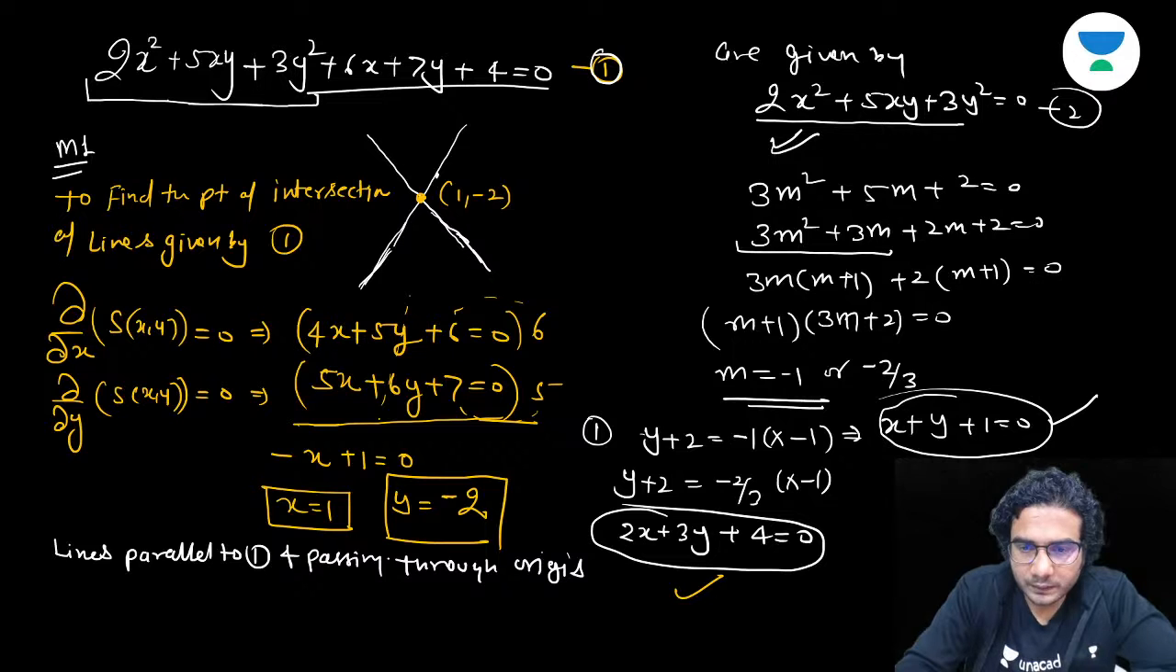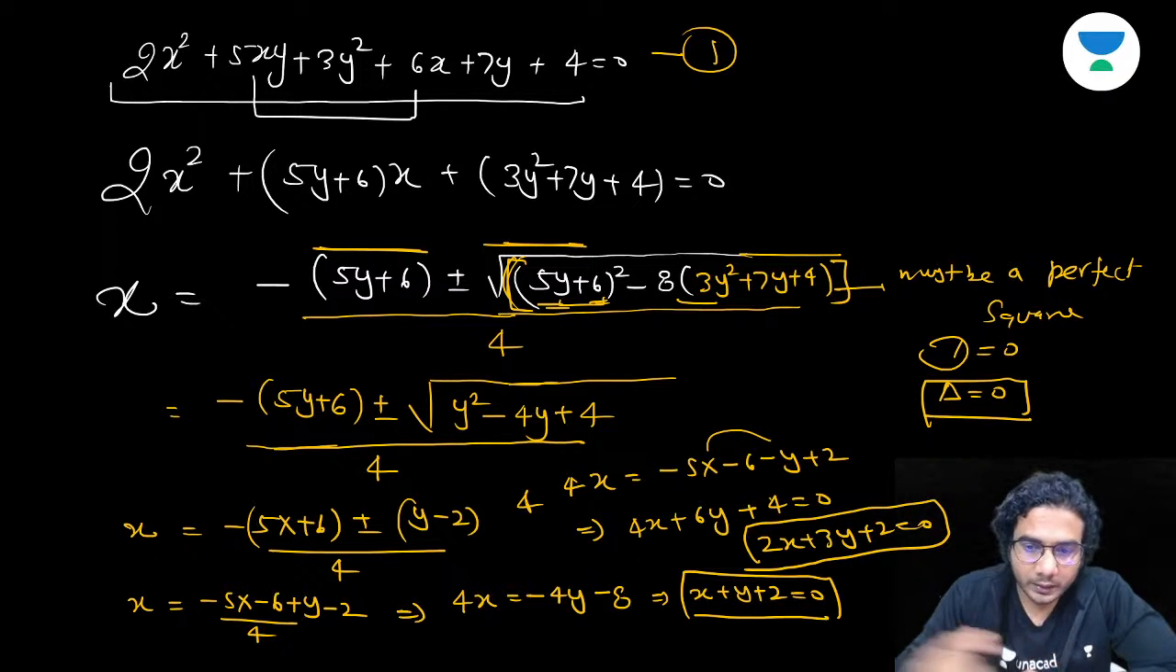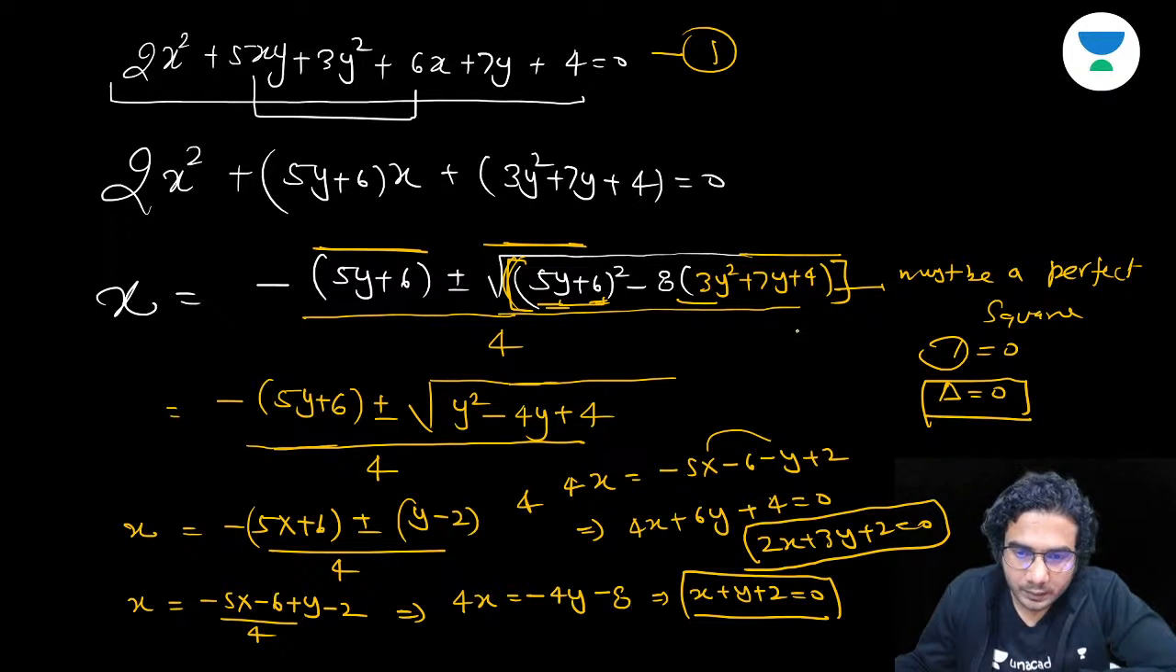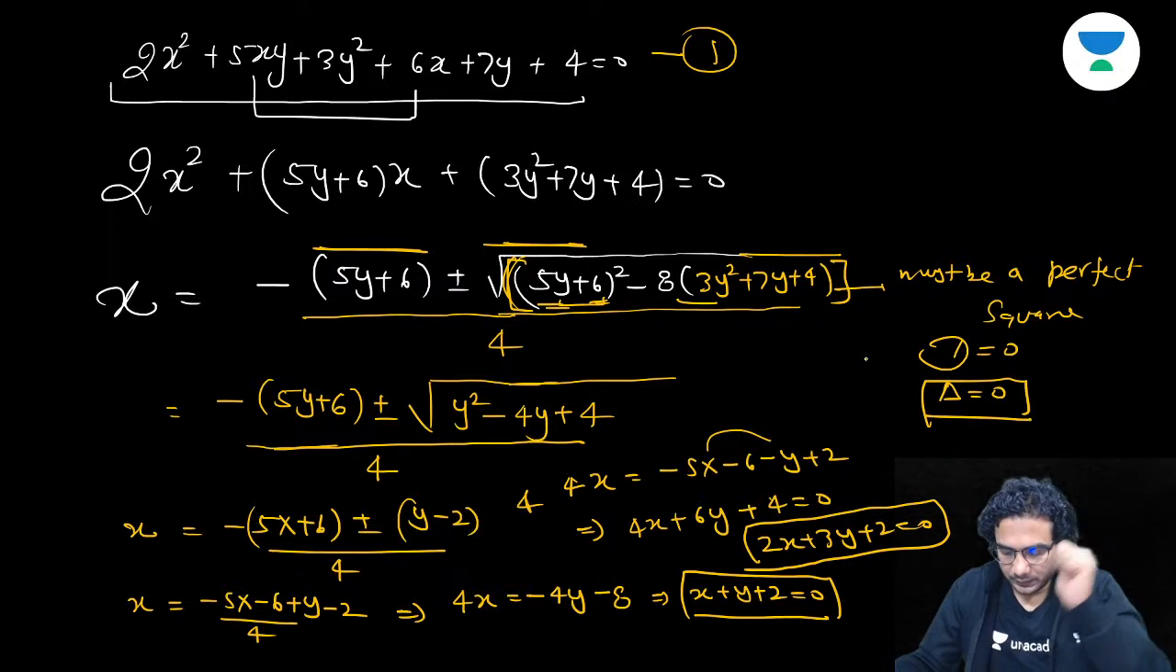2x plus 3y plus 4 and it is 2x plus y. Acha, okay. What are you saying? What should it be? It should be, okay. After 4x, what should it be? I'm not able to find.